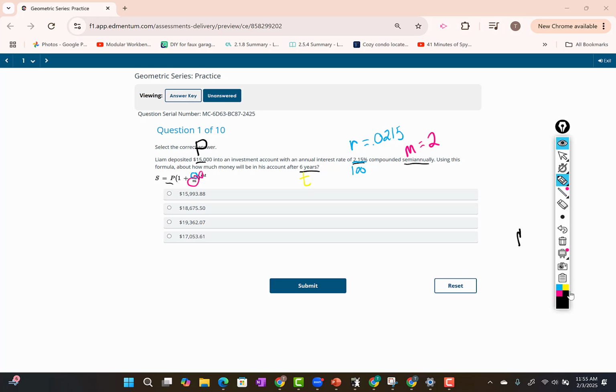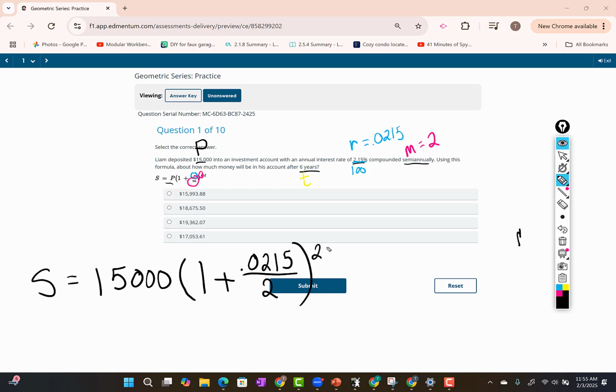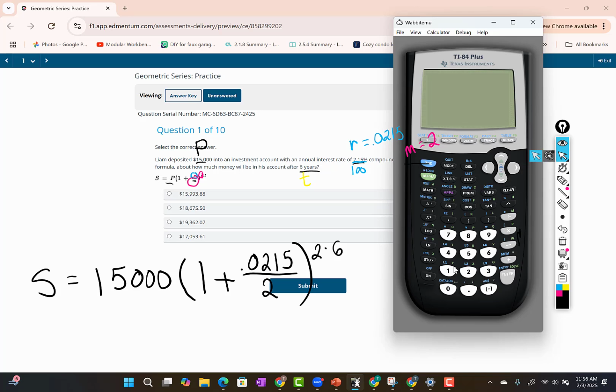Okay, so now we're going to take all this, set it up, and use the calculator to solve this one. So 15,000 is my P variable, times 1 plus 0.0215 divided by 2, all raised to the 2 times 6 power. I strongly encourage you to get a graphing calculator to do this. You can usually find these for free online or even on your phone from the App Store.